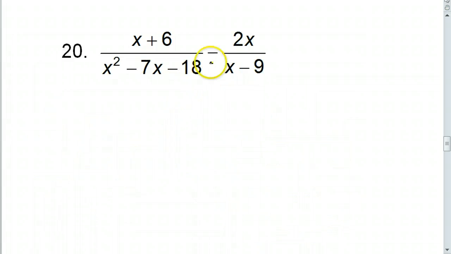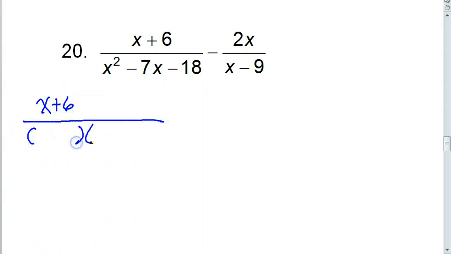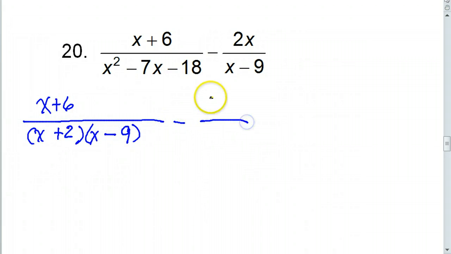All right, number 20. See that negative sign? Watch out for the negative sign. Make sure it does what it needs to do. So I'm going to have x plus 6. I'm going to factor this. This is going to be x and x, 2 times 9, positive, negative. And over here I got my 2x, and I have my x minus 9.